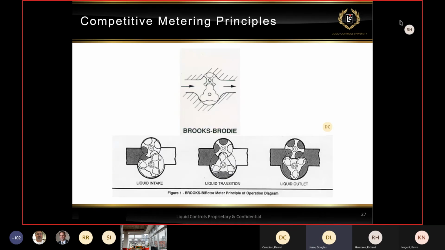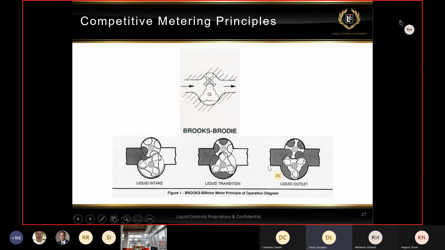This is a Brooks Brody. This is their birotor meter. As you can see, this one actually comes at a right angle to the rotors that are being supported on either end with a bearing surface. So the product comes in, beats the rotors, then it is divided to either go downward to the lower rotor or upward to the upper one. And then the product actually goes around the rotors, not through the center, around the rotors and out.